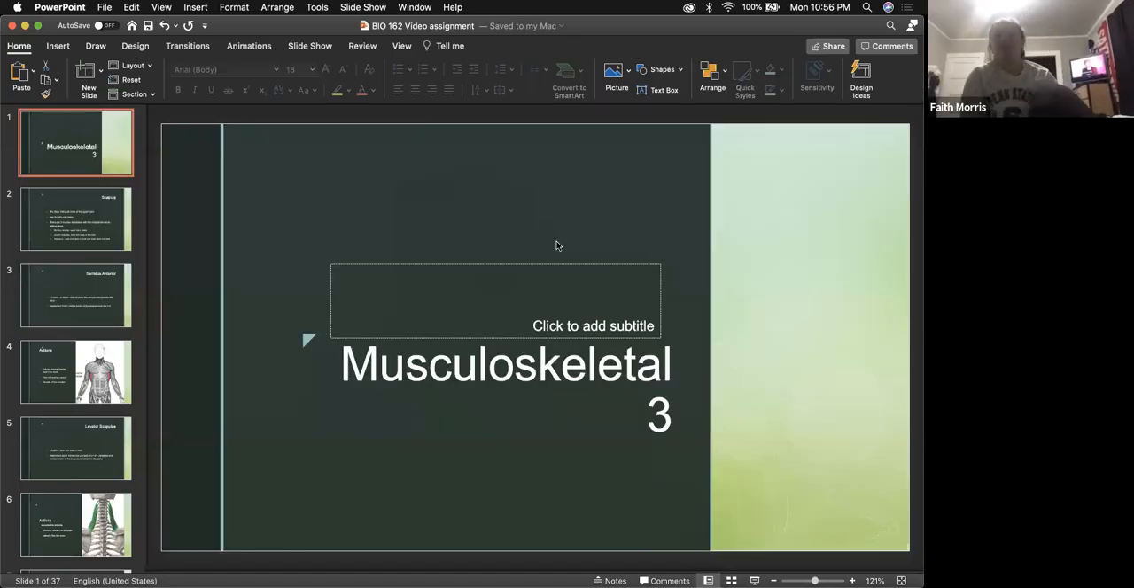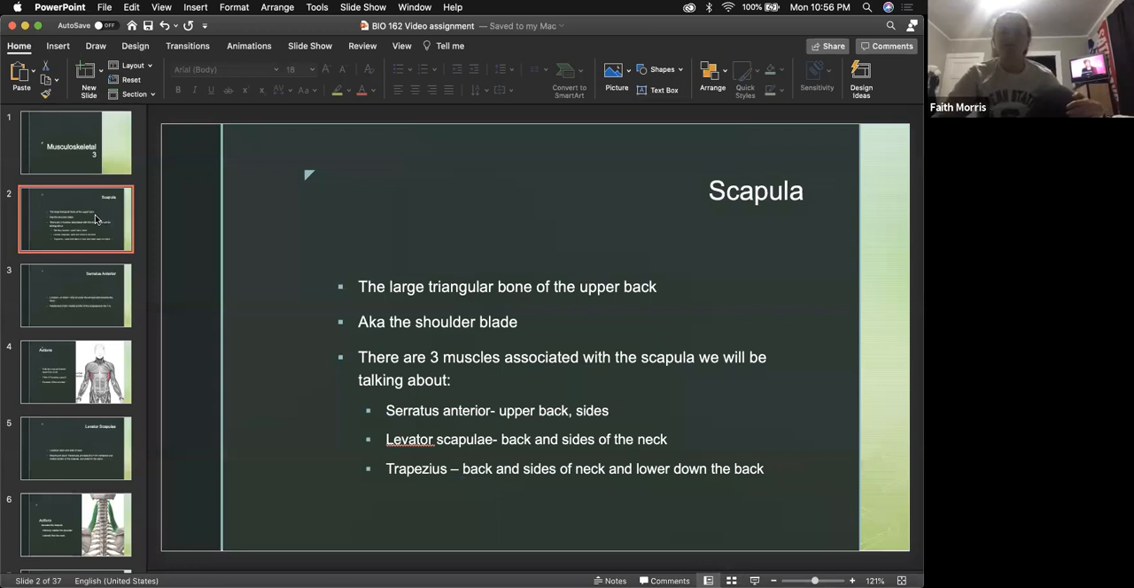So today we'll be talking about the musculoskeletal section 3, which covers 3 different bones: the scapula, which is your upper backbone, the humerus in your arm, and your arm muscles and forearm muscles. We'll start with the scapula, which is also known as the shoulder blade. The 3 muscles associated with that are the serratus anterior, levator scapulae, and the trapezius.